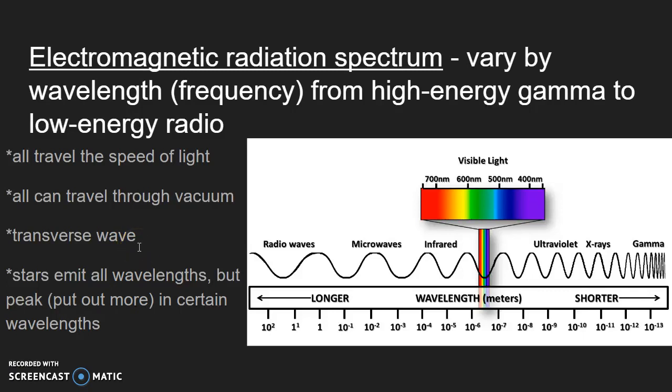So they all can travel the speed of light. They all can travel through empty vacuum. So the vacuum of space, we're able to see the stars because light can travel through empty space, right? They're all transverse waves, and stars will emit all of these wavelengths, but they actually peak or put out more in certain wavelengths.